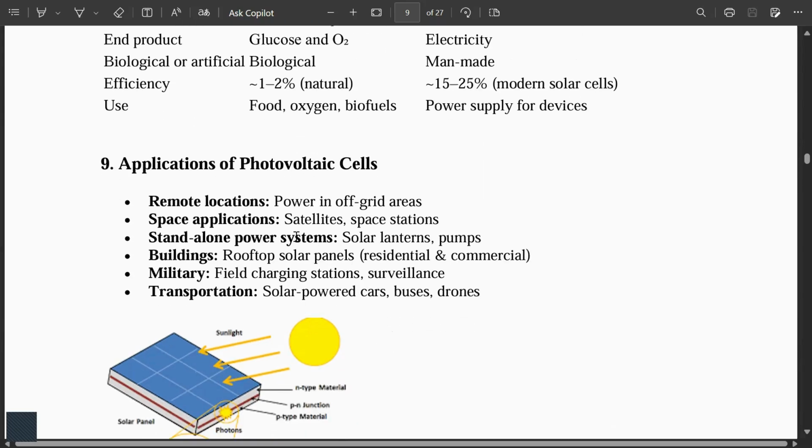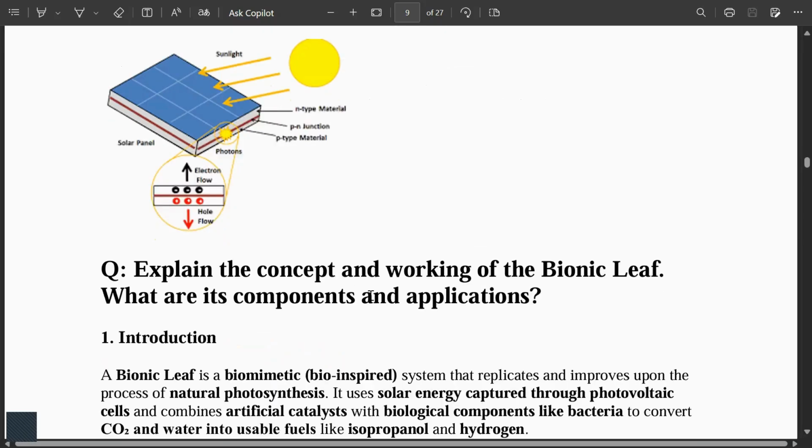Application, as it is for remote locations, it is useful. In space applications, as a standalone power system, in building rooftops you can place it. Then in the military it is used for charging. In transportation we use it for cars, buses and drones.